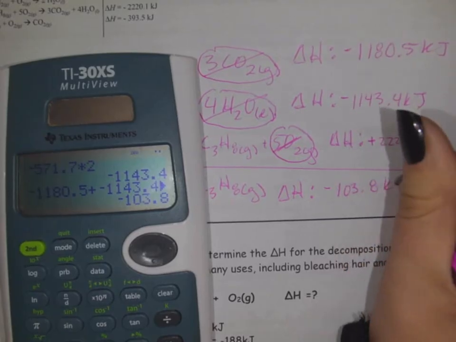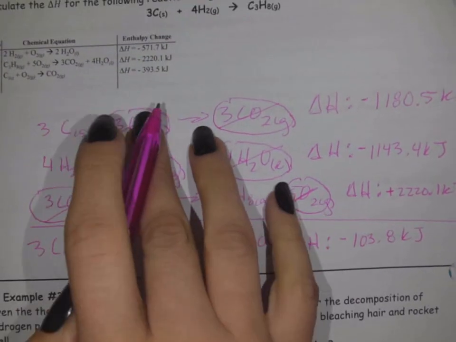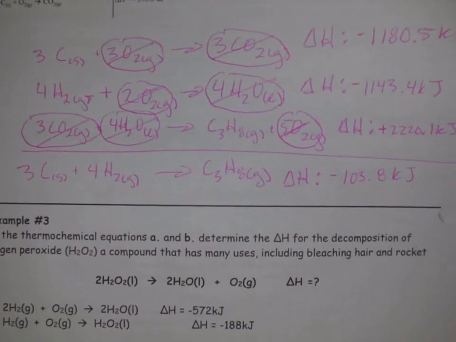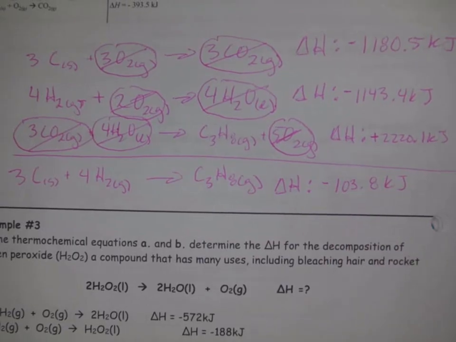103.8 kilojoules. Okay, now just like before, I'm going to look up at my table here, and it's giving me 1 digit after the decimal, and so I'm going to go with 1 digit after the decimal for my delta H.